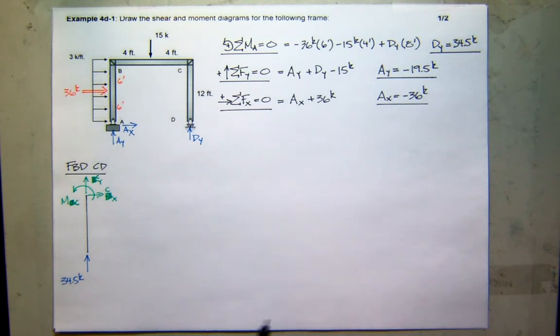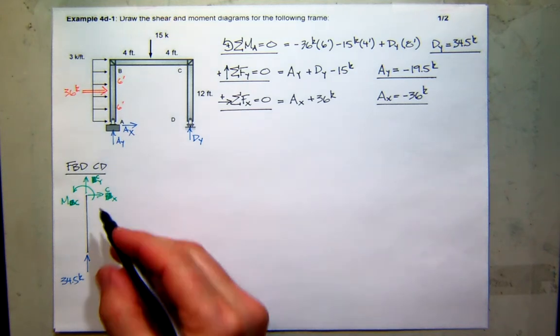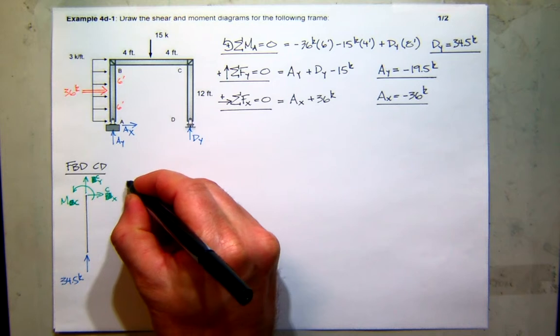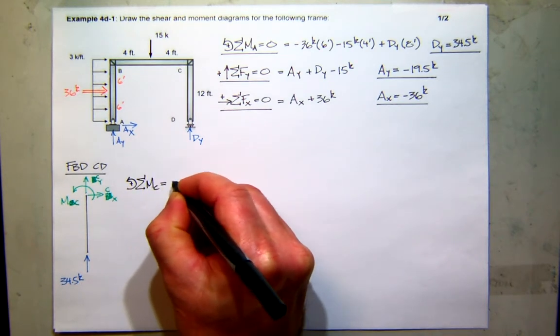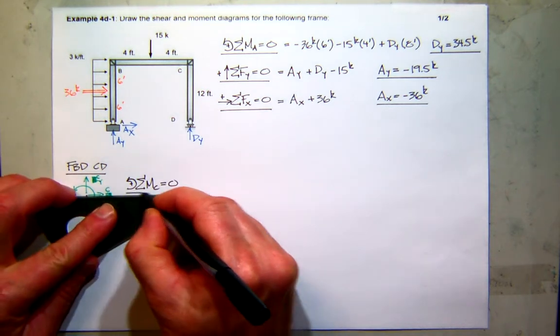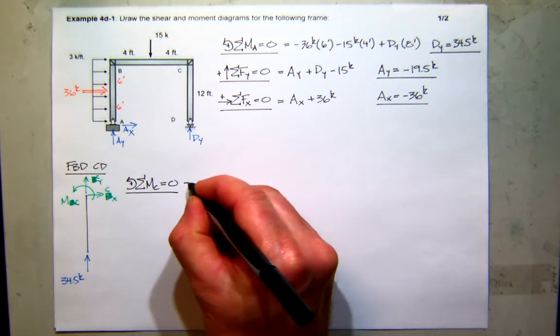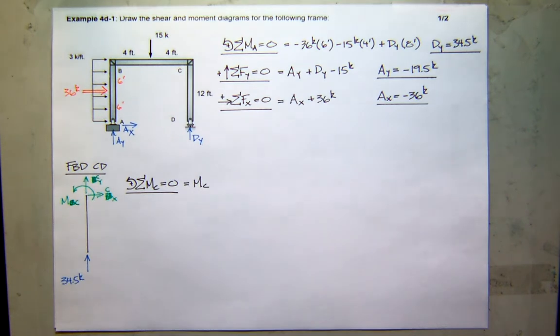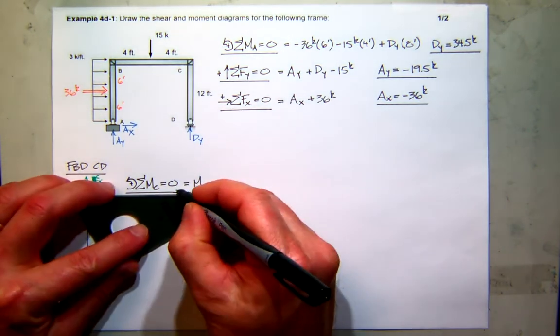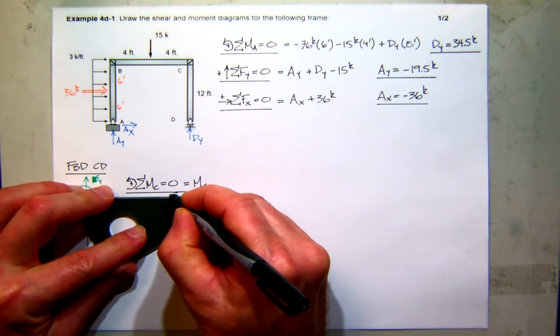All right, so let's go. So now with these proper labels, let's sum moments at C and make sure that's in equilibrium. So what do I have there? Well, I have my moment at C. That's positive. And what else? Nothing. So we're done. The moment at C is 0.